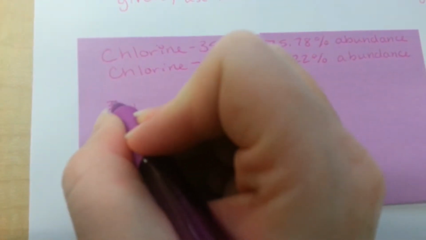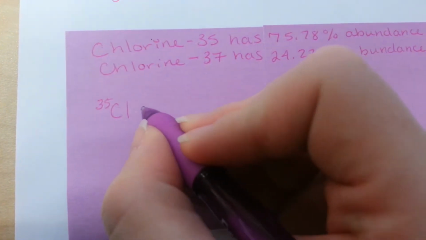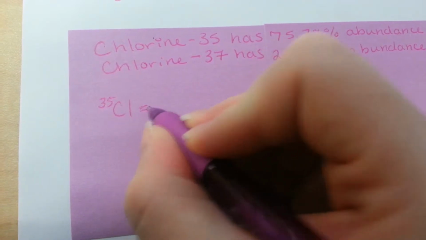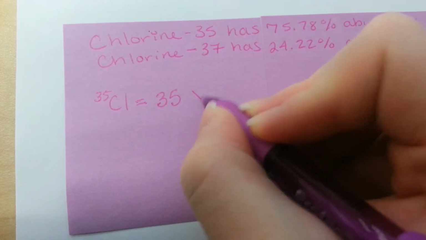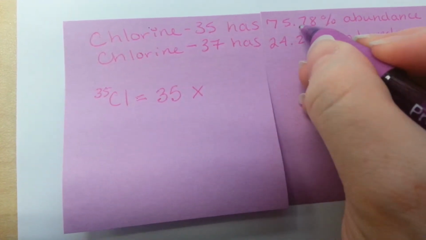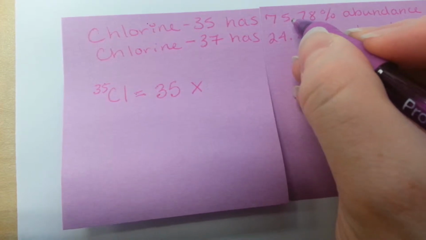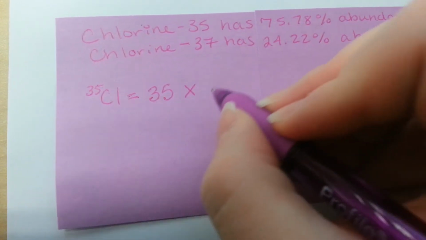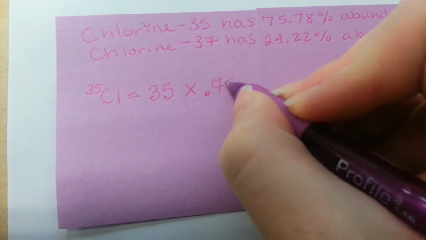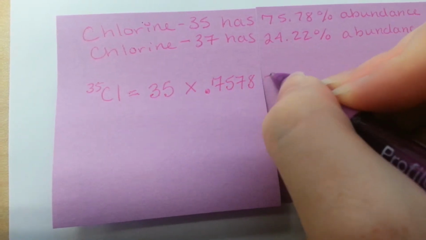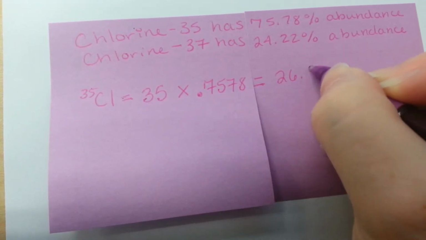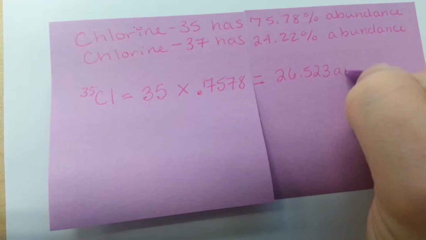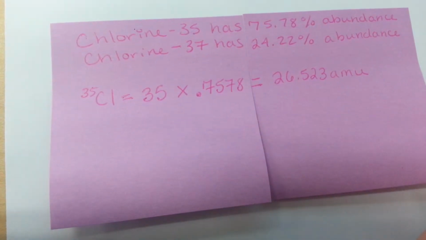chlorine-35. For the mass of that, they didn't tell us anything special, so we're just going to use the mass number of 35. We're going to follow the formula, so now we've got to change the percent to decimal. Remember, you divide by 100, which moves the decimal to the left 2 places, so we'll have 0.7578. And 35 times 0.7578 comes out to 26.523 AMU on the calculator.